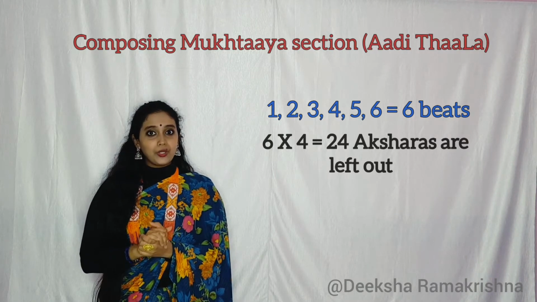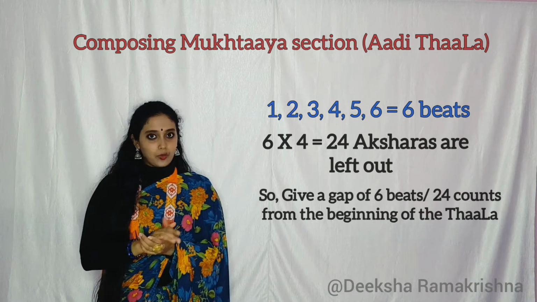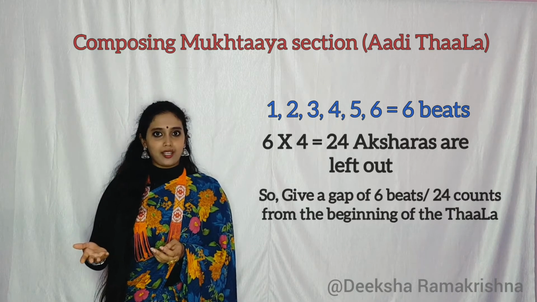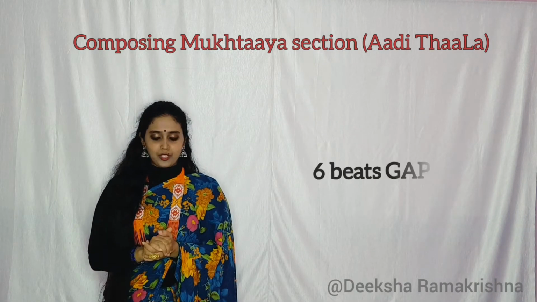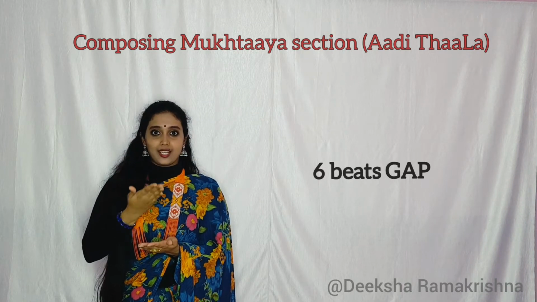So what do we have to do? This gap we have to take in the first part of the ThaaLa. So we have to leave 6 counts in the beginning and then start with this Muktaya. So we'll try this approach as well. So 1, 2, 3, 4, 5, 6.